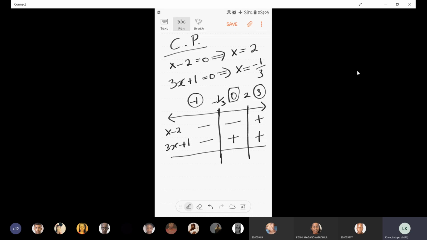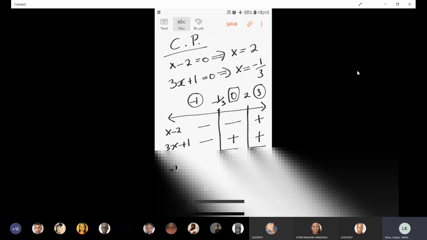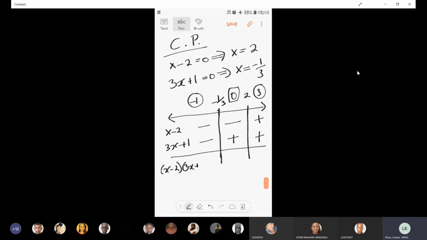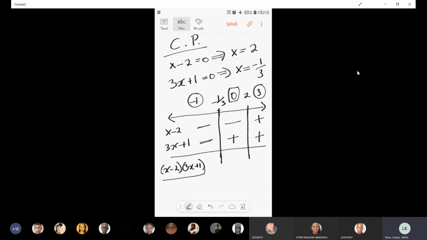Okay, then the last row, you have your product. This is x minus 2, 3x plus 1. Here, my factors are multiplying, so I should also multiply their signs. I have negative and negative. When I multiply them, I get positive. I have negative and positive. This gives me negative. Positive and positive. This gives me a positive.